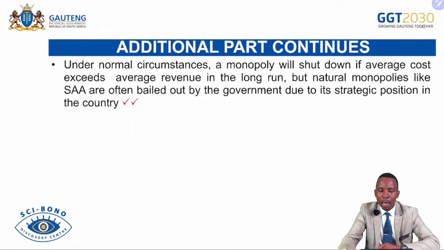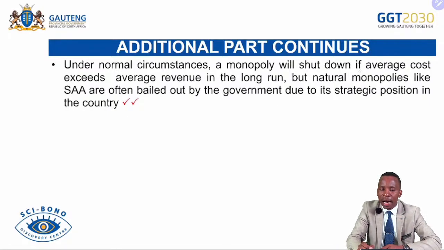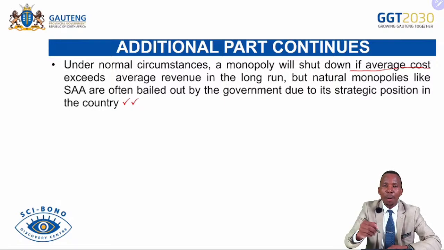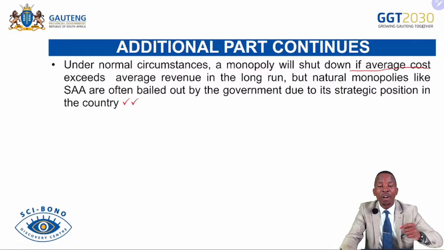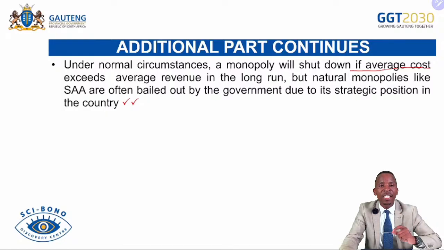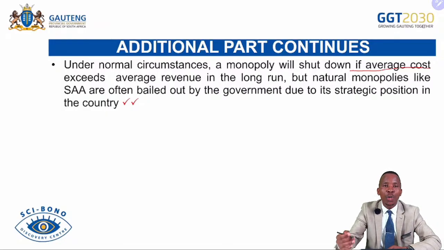Under normal circumstances, a monopoly will shut down if average costs exceed average revenue. It will shut down under normal circumstances because it is believed that the firm is the only supplier of a unique product. It does not have a competitor. Therefore, it should be making economic profit in the short run and the long run. However, natural monopolies do not shut down because this product is very important for social welfare. It's very important for economic welfare. Therefore, the government intervened by giving them what we call the bailout or financial support so that they can keep on producing this particular product.